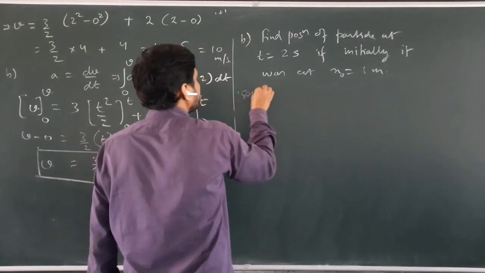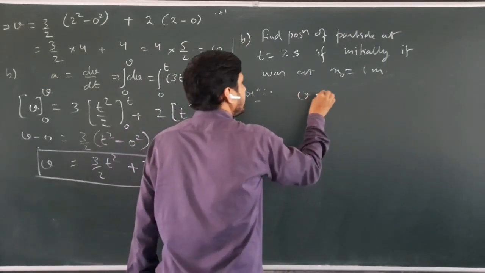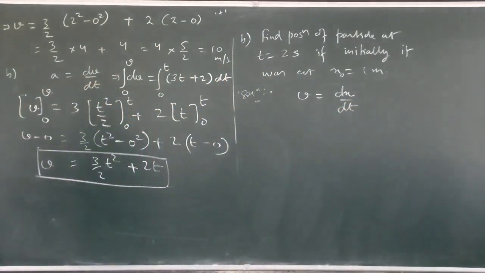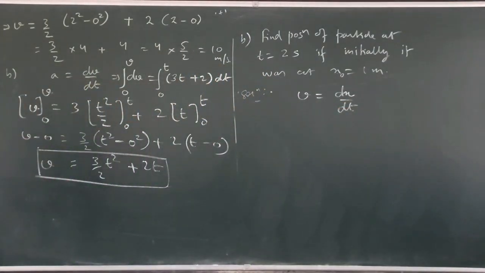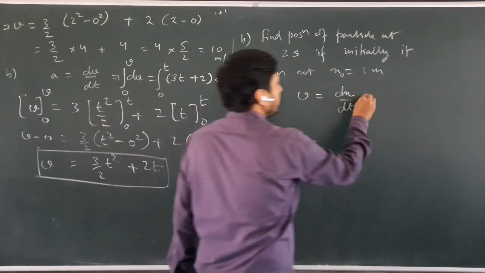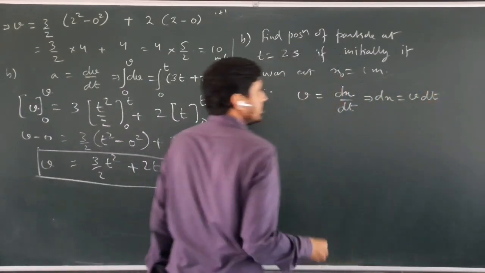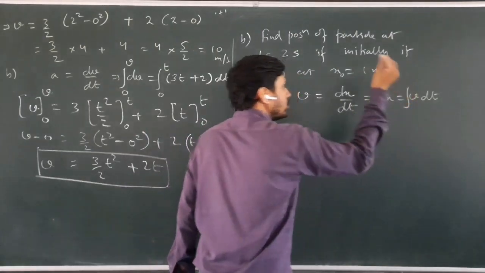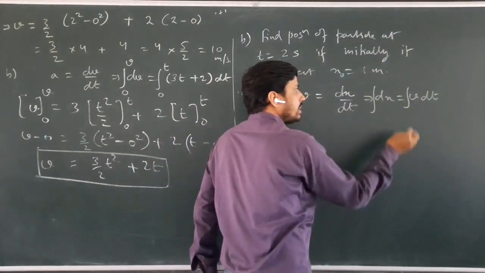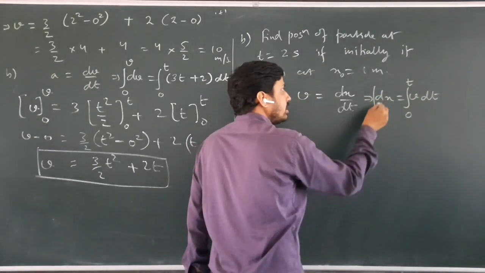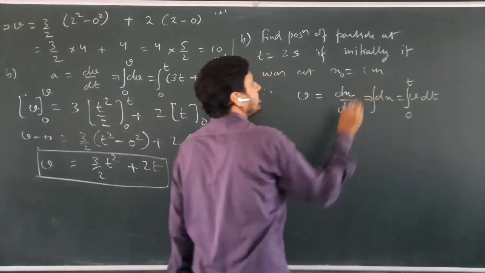See, velocity is given as dx upon dt. So this implies dx will be v times dt. So we can integrate both sides. Here the variable is time. Time will be from 0 to t. And here the variable is x. X will be from initial value to final value.